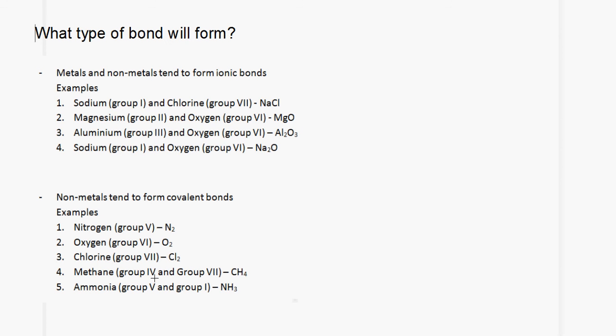Methane is in group 4, and it is able to form a covalent bond with hydrogen atoms to form methane, which is CH4. Oh, sorry, I said that wrong. Methane is made up of carbon and hydrogen. And carbon is in group 4, and hydrogen, this is a mistake, this should be 1. Hydrogen is in group 1, and they can form covalent bonds with each other to form methane. In the case of ammonia, ammonia is made up of nitrogen and hydrogen. Nitrogen is in group 5 and hydrogen is in group 1, and it is able to form covalent bonds in this case as well. So non-metals tend to form covalent bonds.